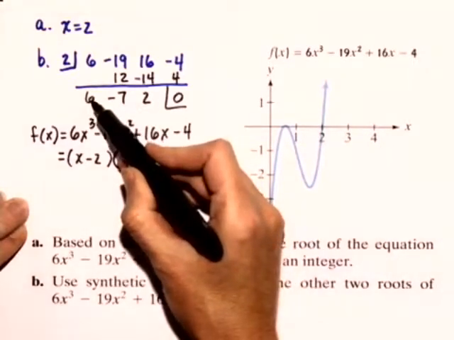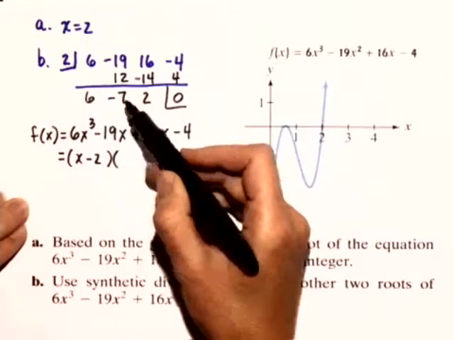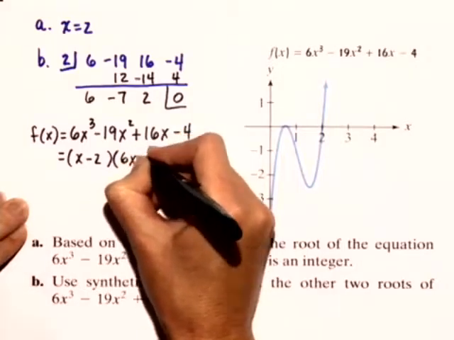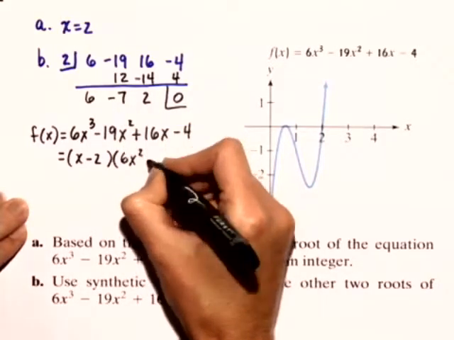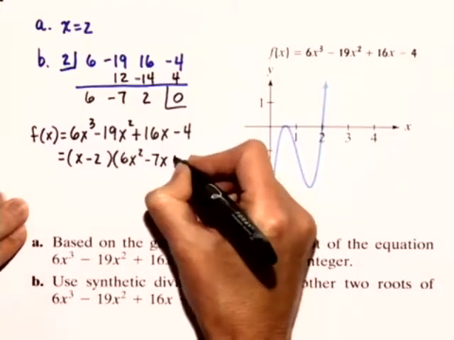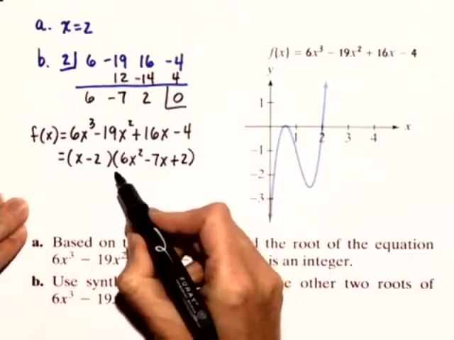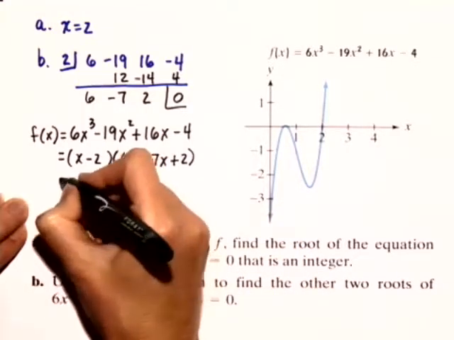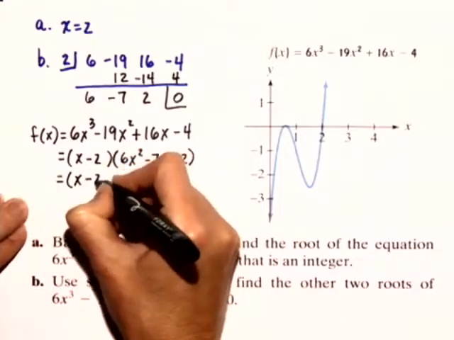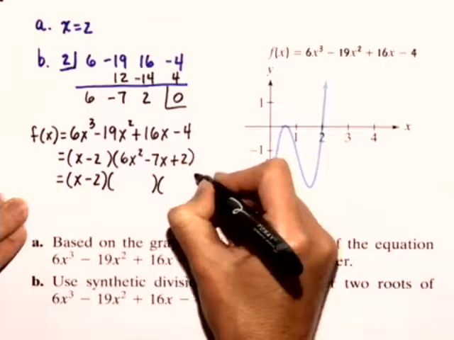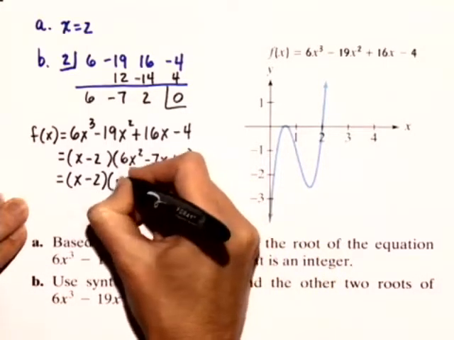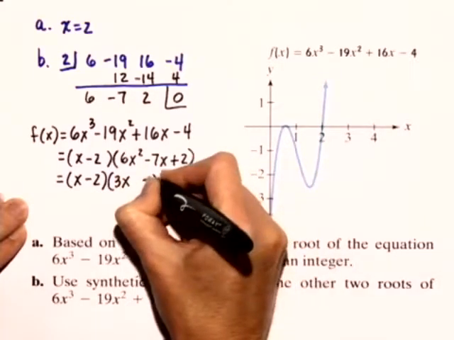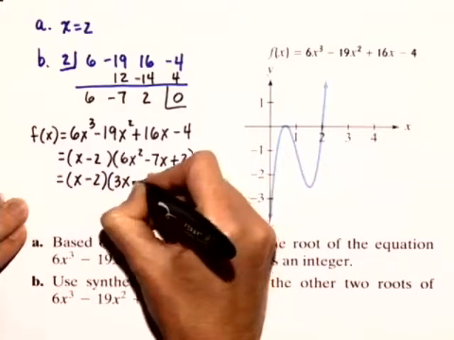So this 6 is going to have a degree of x to the second power, because it's going to be one less power than x cubed. It will be 6x squared, then we have minus 7 times x plus 2. So if we can finish factoring the quadratic portion of this, this will give us our other two roots. So we can write this as x minus 2 times, we'll do a little bit of guessing and checking here. Let's try 3x and 2x, and let's try 2 and 1, both with negative signs.